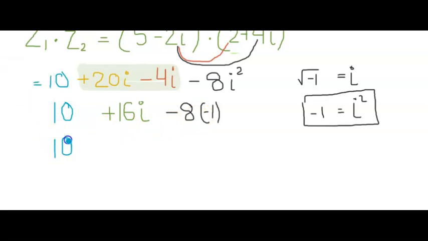So I got 10 plus 16i minus 8 times minus 1, which becomes a positive. So minus 8 times minus 1 becomes a positive 8. And now I can see I have two real numbers.